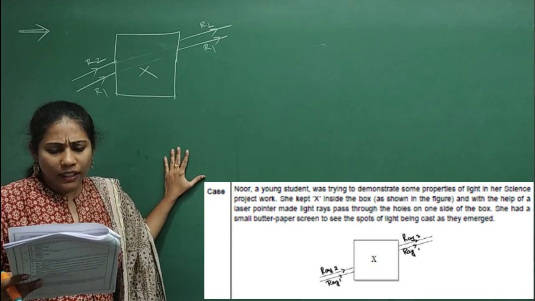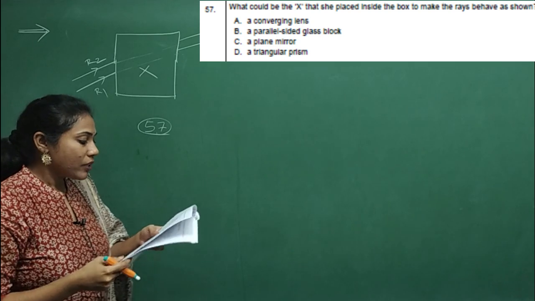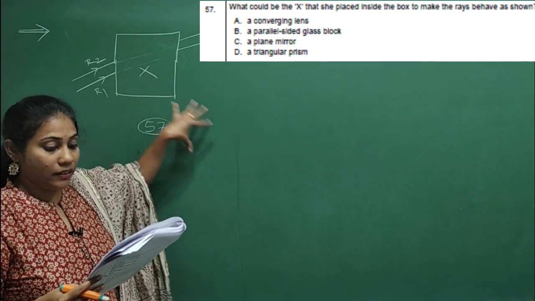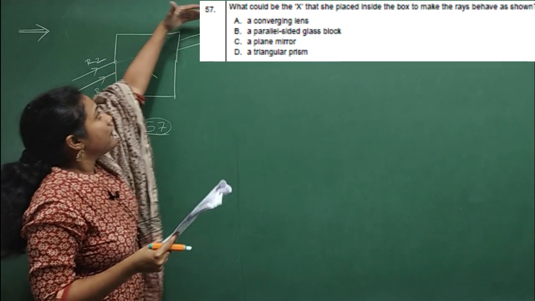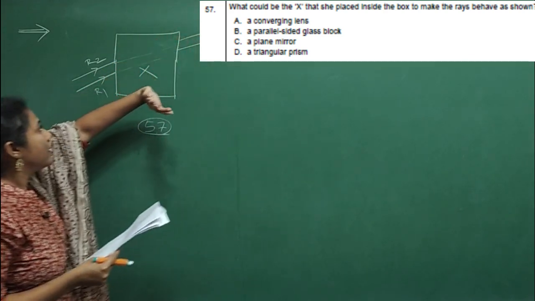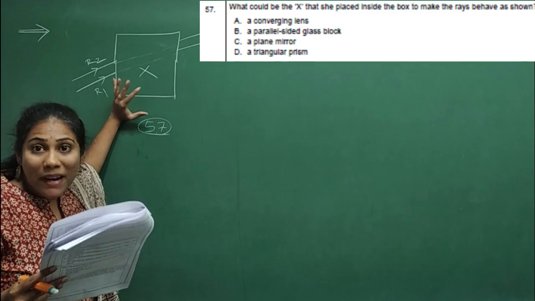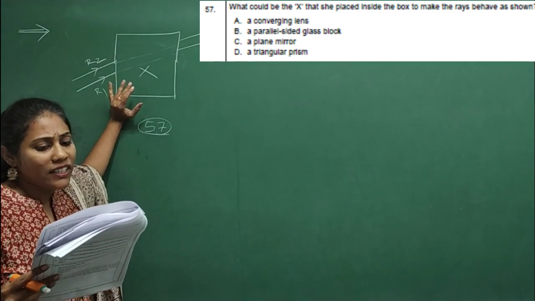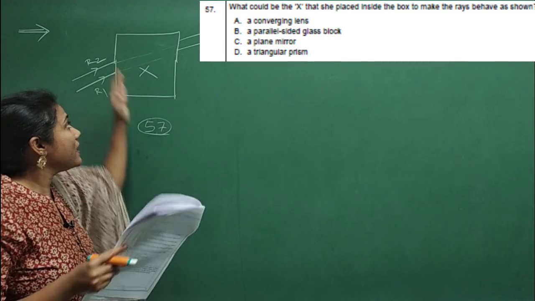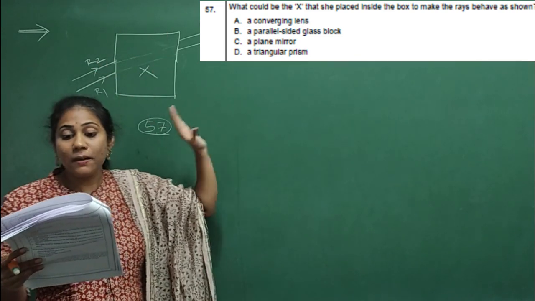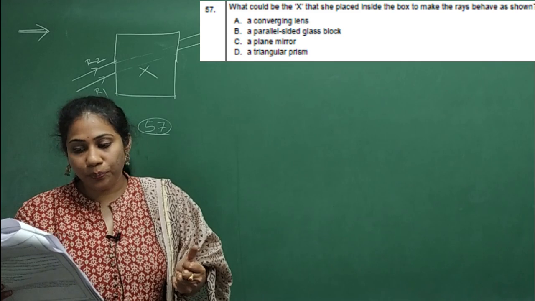Fine. That means definitely a certain level of refraction occurred. So here, let's see the 57th question based on this particular case. What could be the X inside the box to make the rays behave as shown? You can see ray 2 displays lateral shift, and ray 1 also shows lateral shift. So what must be that X? A converging lens, no. A parallel sided glass block, definitely yes. The X must be some parallel sided glass block. And it cannot be a plane mirror, and it cannot be a triangular prism either.